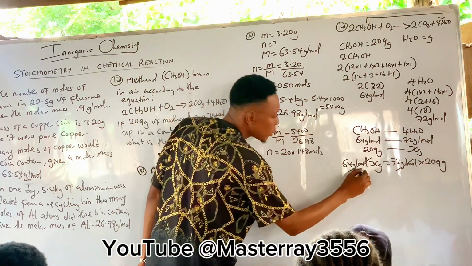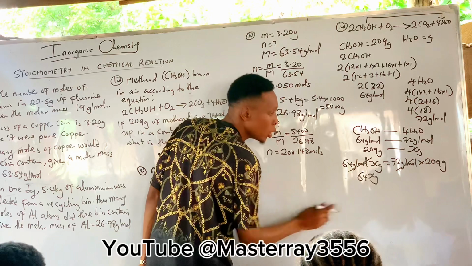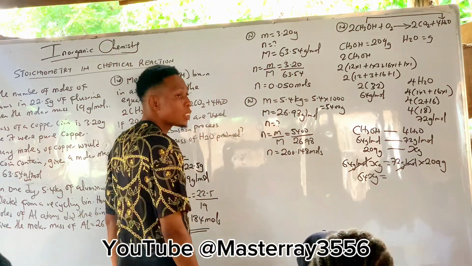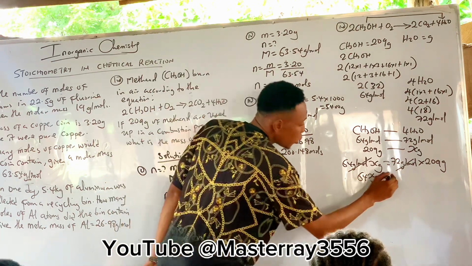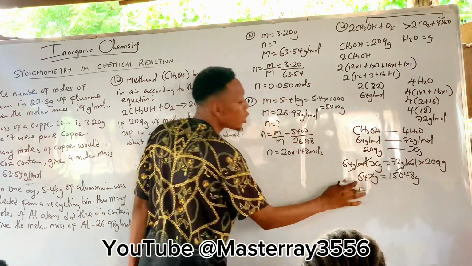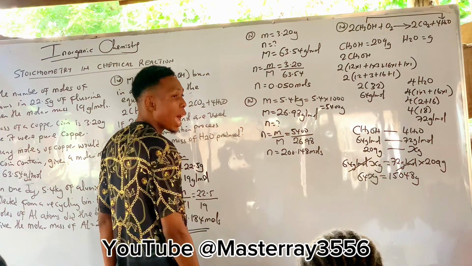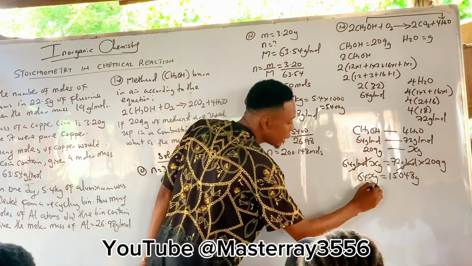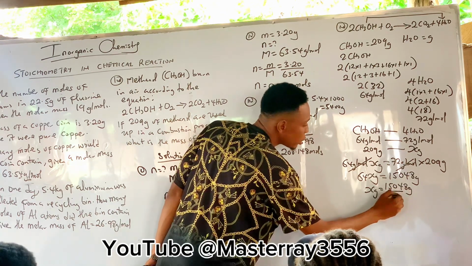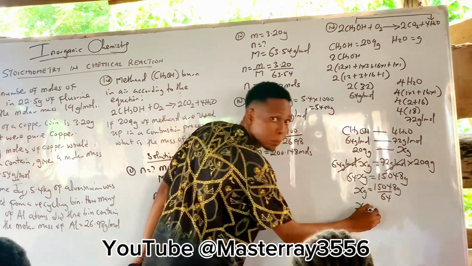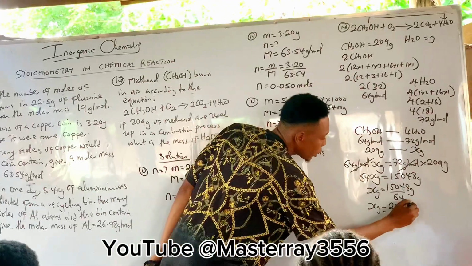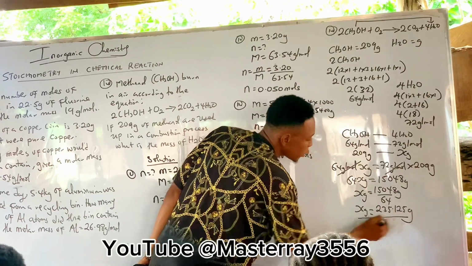64 times S grams, 64 S grams, equals 72 times 209, which is 15,048 grams. To get our S grams, divide both sides by 64. Are you getting it? So from there S grams equals 15,048 grams divided by 64. So what's our S grams? 235.125 grams. So that's for that.